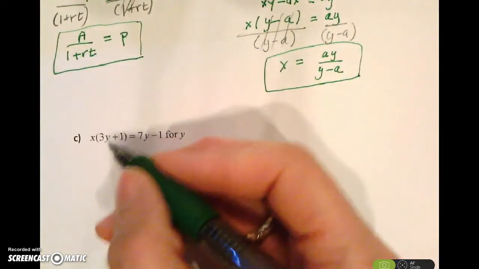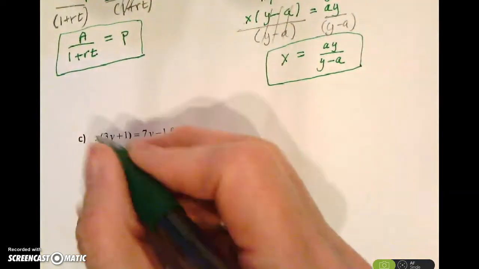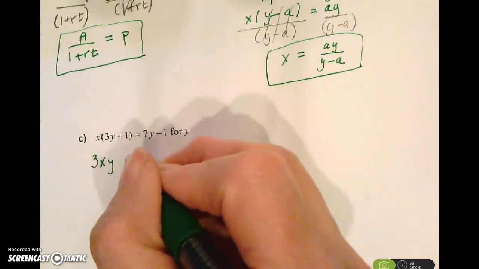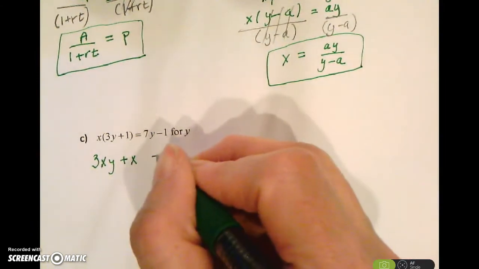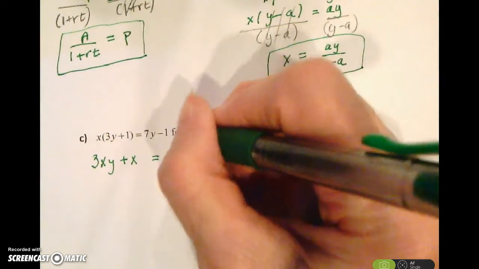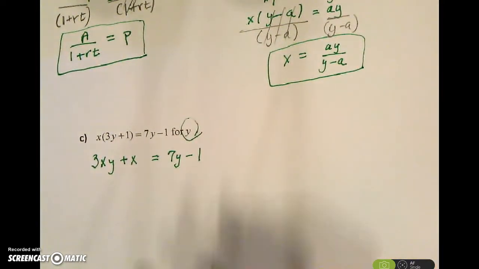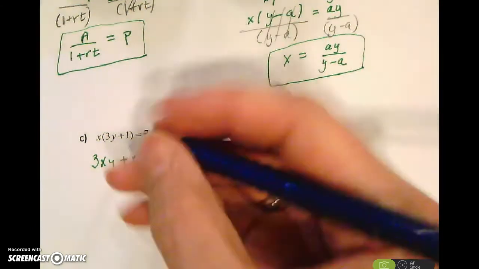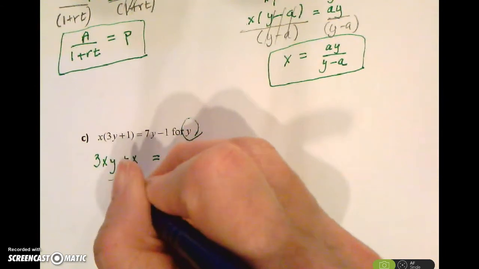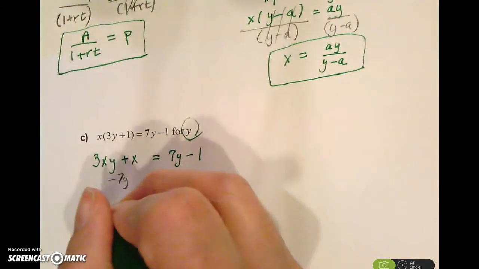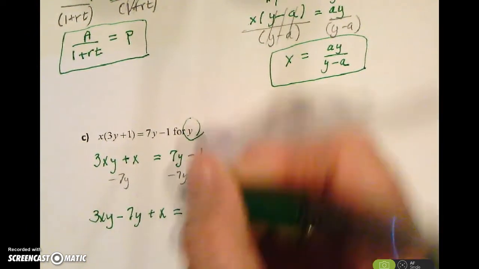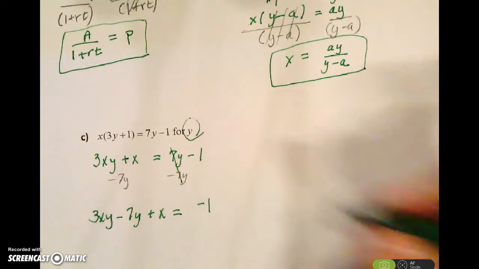All right, this time I have the parentheses that I want to eliminate. So x times 3y will be 3xy. X times 1 is x. Then it's equal to 7y minus 1. I'm wanting to solve it for y, so I want my y terms on the same side. So I'm going to move this way. That's going to give me 3xy minus 7y plus x, and that subtracts out, is negative 1.